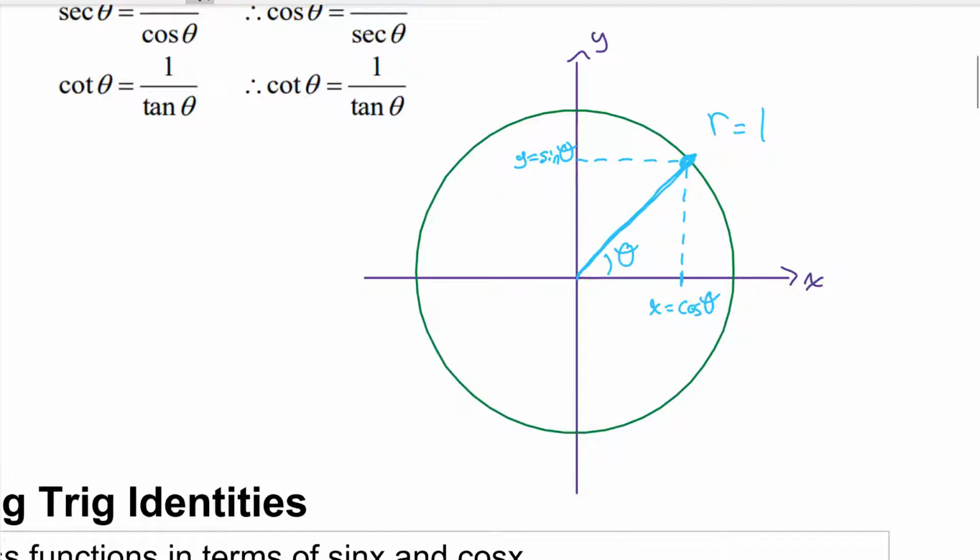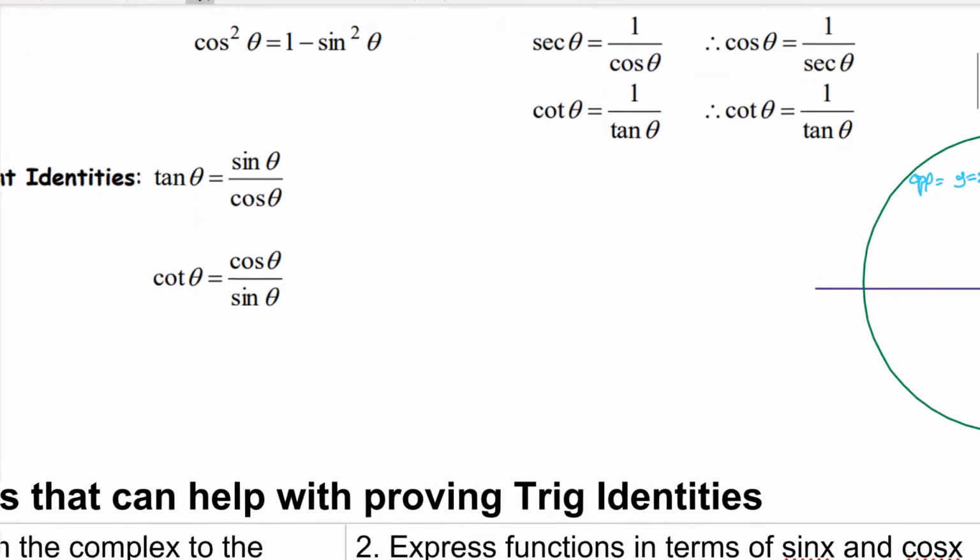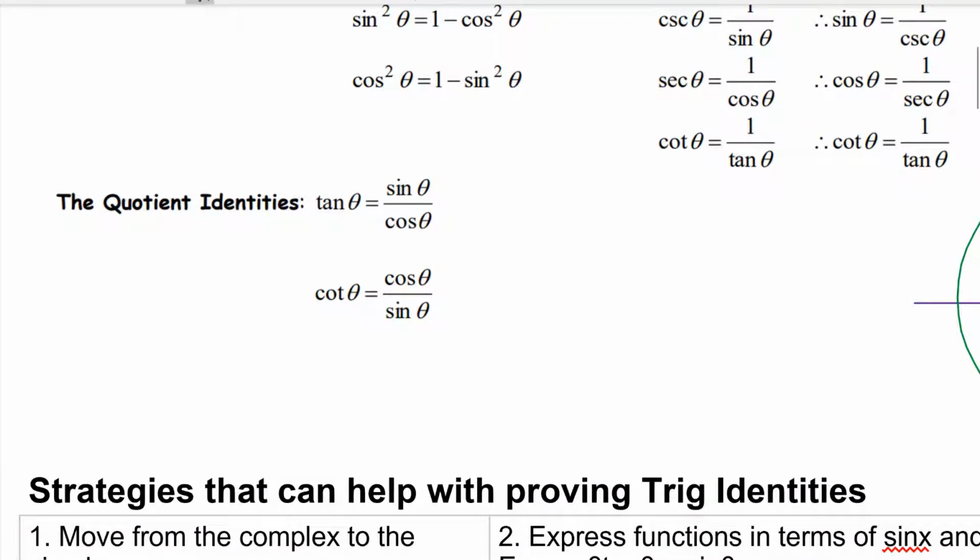So my opposite is my y value, my adjacent is my x value, and my hypotenuse is the radius. If I wanted to figure out what tan is, well, tan theta is the opposite over the adjacent, which is equal to y over x, or sine theta over cos theta. So that is where my quotient identity comes from, this idea that tan theta equals sine theta over cos theta.